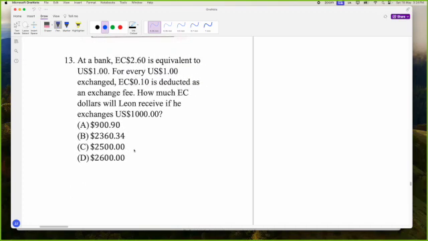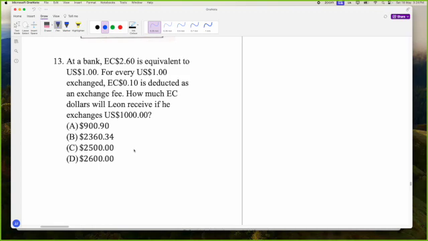Consumer arithmetic, my favorite topic, right? At a bank, EC 2.6 is equivalent to 1 US. So EC 2.6 equals US 1. For every 1 US, 10 EC cents is deducted in an exchange fee. How many EC dollars will Leon receive if he exchanges 1,000 US?